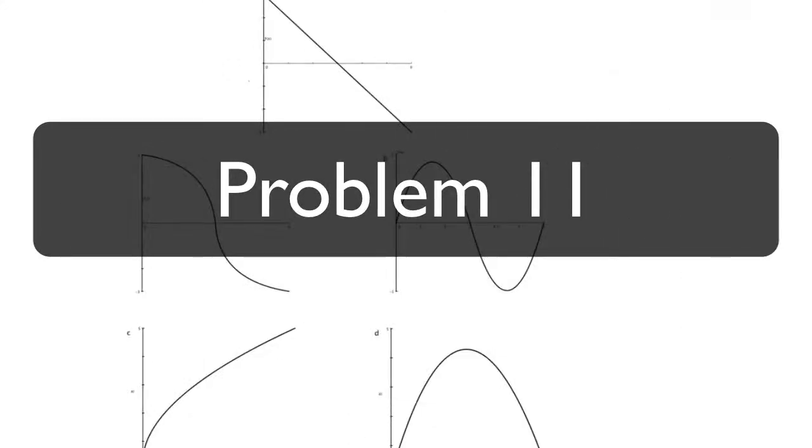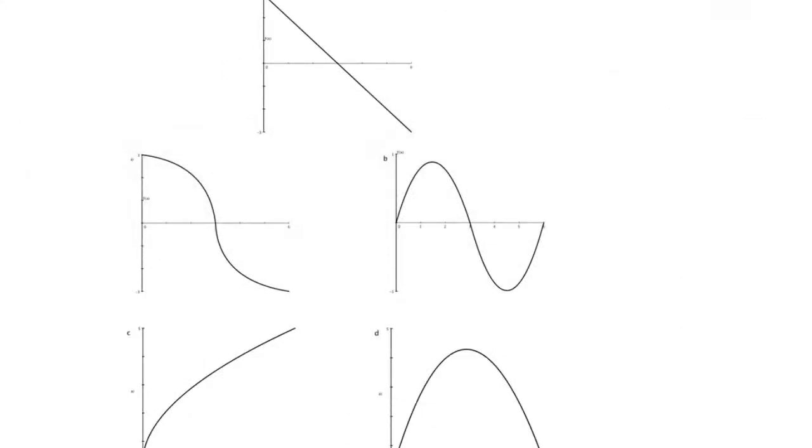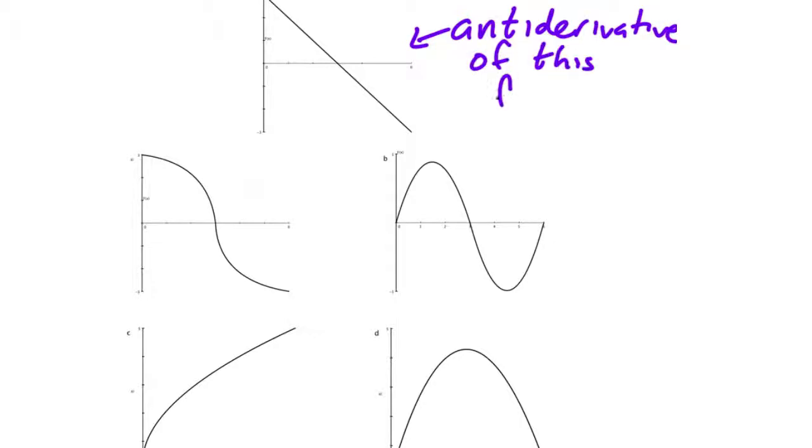Okay, so the question here is, which one of these functions is a possible antiderivative of this function? So there are several different aspects of this that you can look at. We can do it step by step, kind of how we graphed the previous problems when we graphed them.